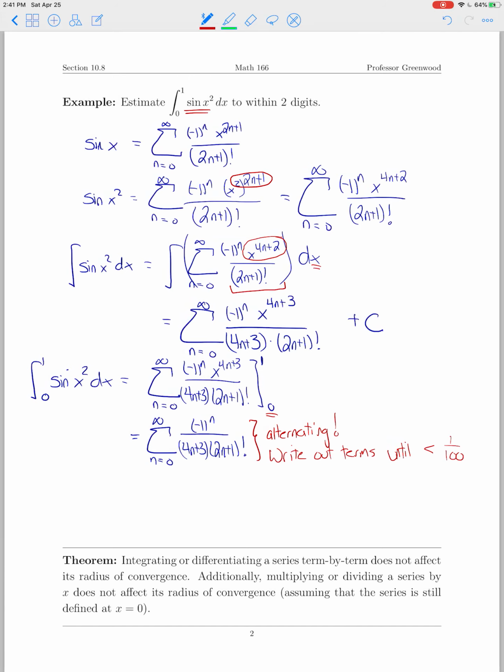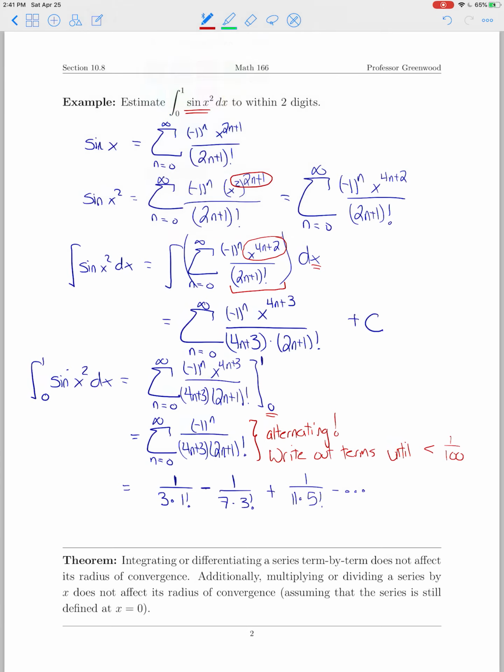In this case, that would be until it's less than 1 over 100, because that would correspond to getting 2 digits correct. And so if I do that, then when I plug in n equals 0, first I'm going to get 1 over 3 times 1 factorial. And then when I plug in n equals 1, I'm going to get minus 1 over 7 times 3 factorial. And then if I plug in n equals 2, then I'm going to get plus 1 over 11 times 5 factorial, and so on.